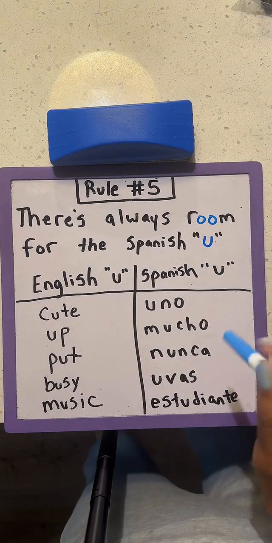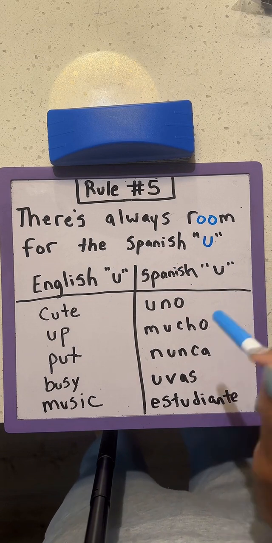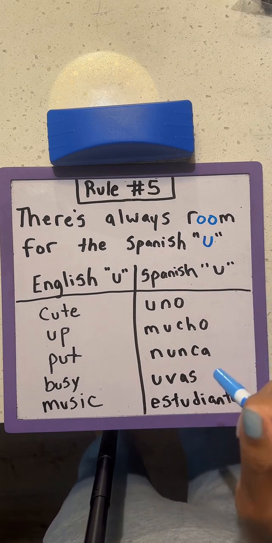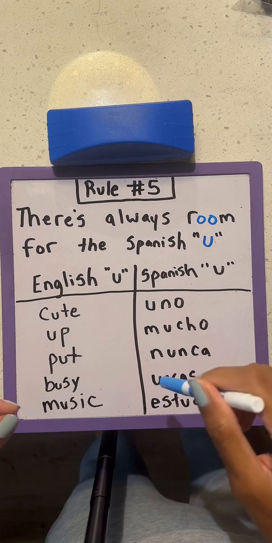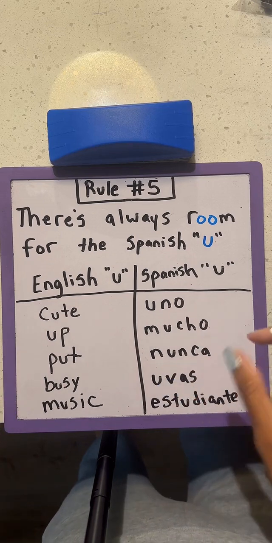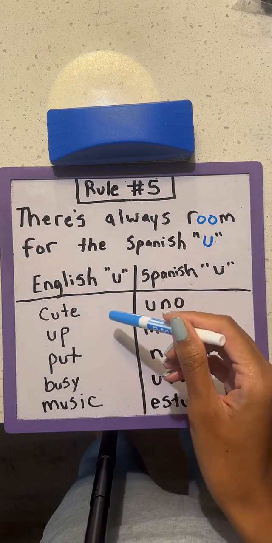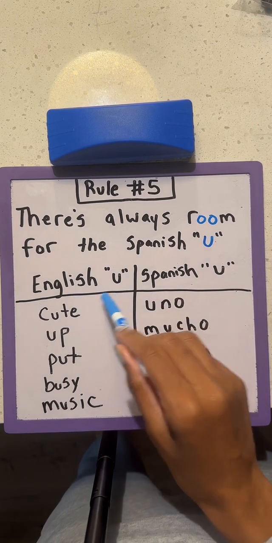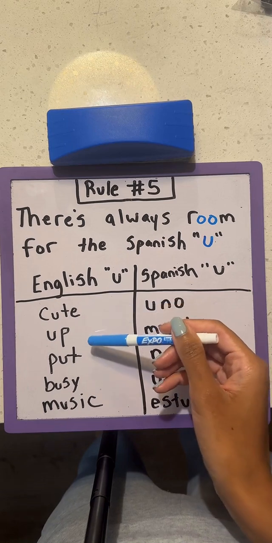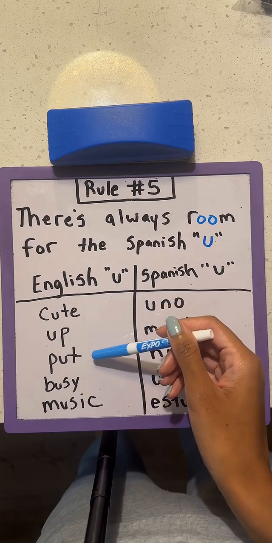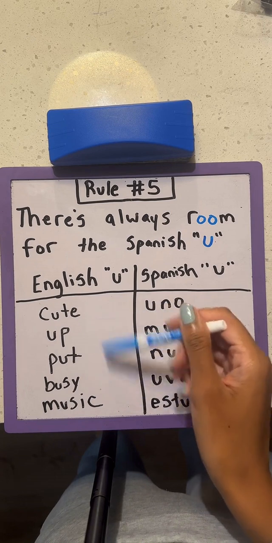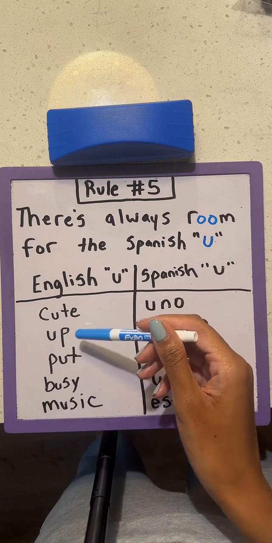So again, it's very easy. Spanish vowels, they are not like English vowels. You know, English vowels have a bunch of different sounds, but the Spanish ones are pretty consistent. So for example, the English letter U, because in English, this is called the letter U. In English U, we have cute, up, put, busy, music. So that's about 3 or 4 sounds just among those words.